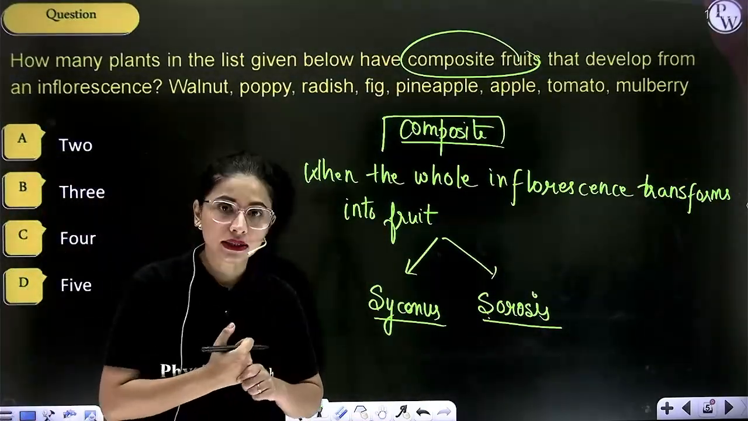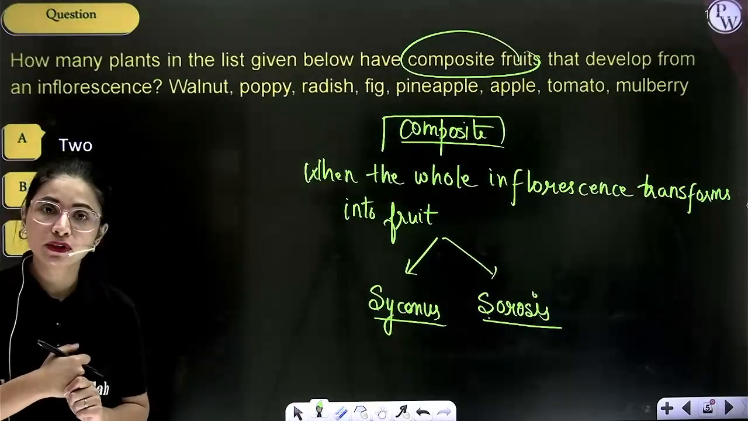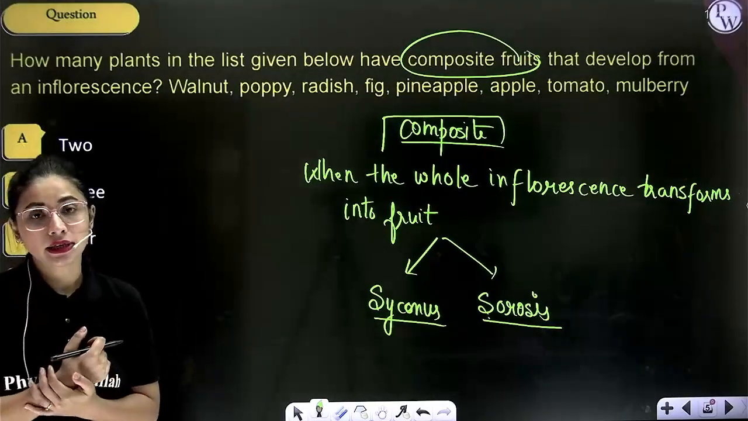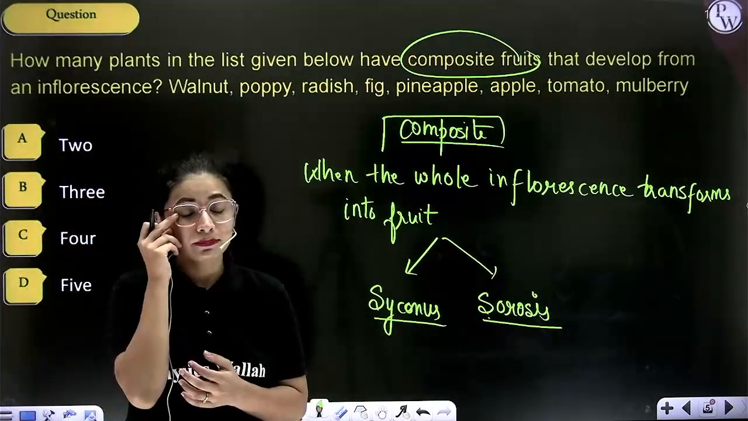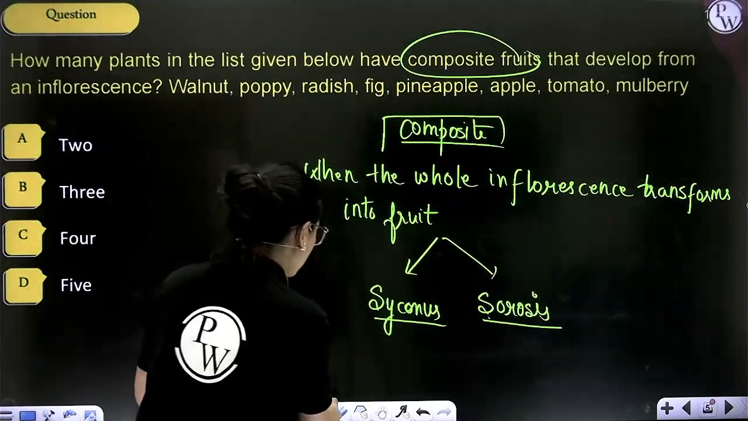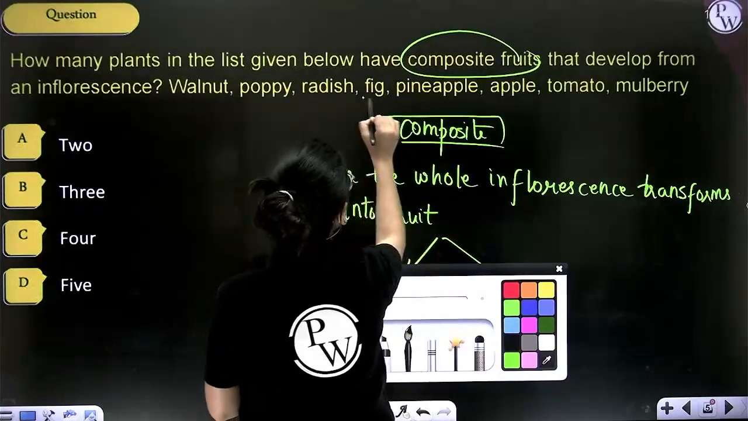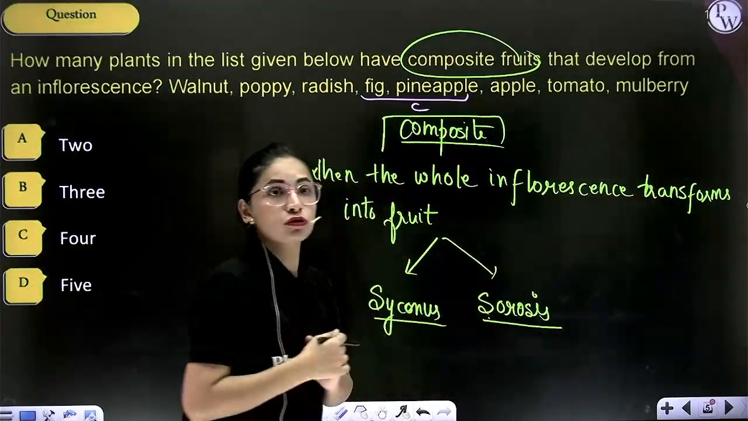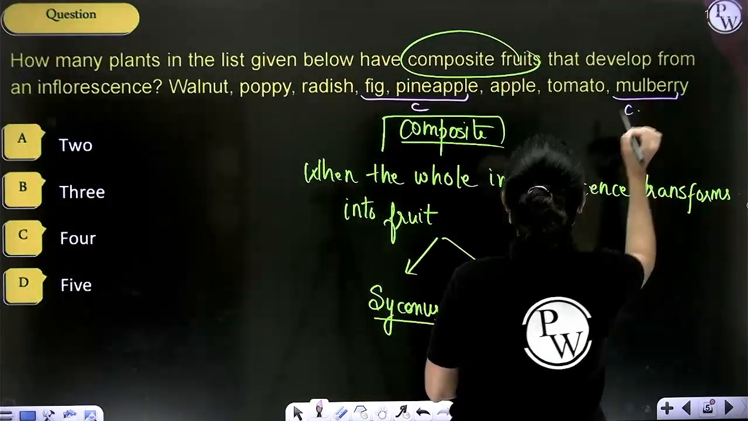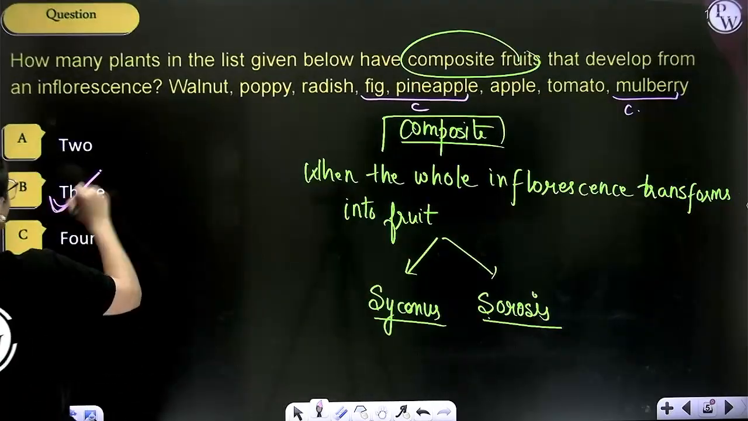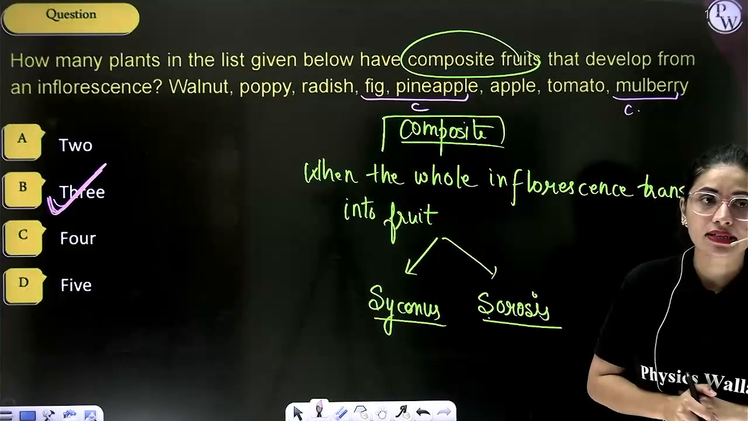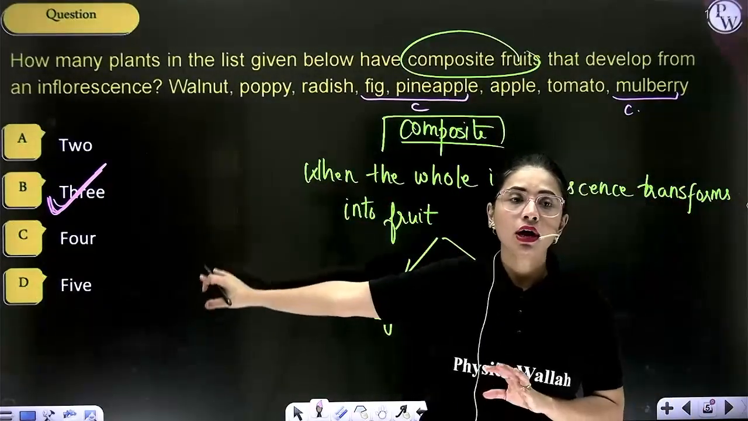The first is walnut. Walnut is a drupe. It's a simple fruit. It's not a composite fruit. Poppy, simple fruit. Radish, it is also a simple fruit called siliqua. Fig, pineapple, they both are composite fruit. Apple is also a simple fruit, rather it's a false fruit. And mulberry is also a composite fruit. So how many composite fruits are there? Three. So answer will become B for ball.